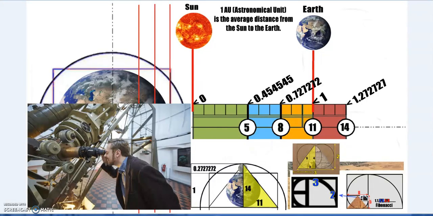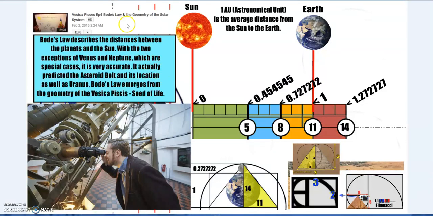Now, astronomy. So the average distance from the Sun to the Earth is called 1 AU, an astronomical unit. This is what astronomers use. Now this might be an arbitrary unit. However, I'll put the link in the description. I've done a couple of videos on Bode's law and the sacred geometry which emerges from the Vesica.